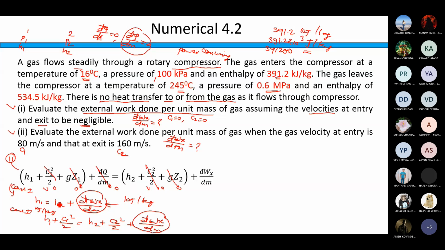If you use this in kilojoule per kg, the answer will be in kilojoule per kg, but here you have to use joule per kg, and then this answer will also be in joule per kg, and then convert it to kilojoule per kg.